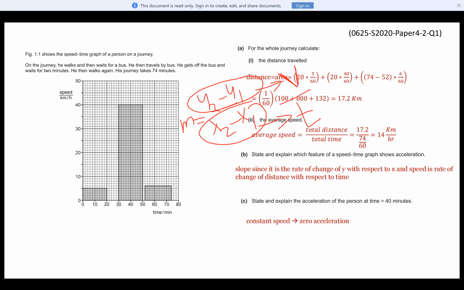Finally, state and explain the acceleration of the person at time t equals 40. Of course, at time t equals 40, you have a horizontal line, so the speed is constant. And therefore, since the speed is constant, we deduce that the acceleration is 0.